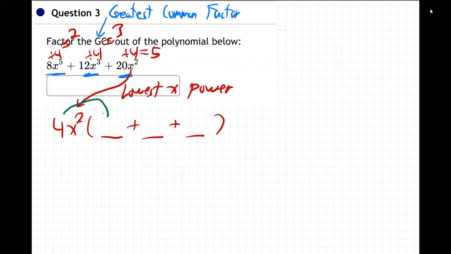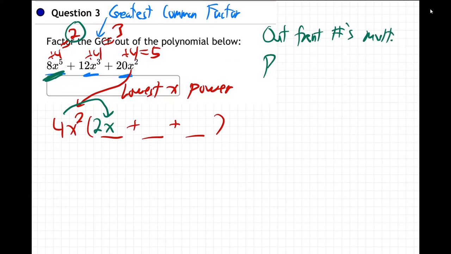Just go, okay, 4x squared times what will go back to become 8x to the 5th. Well, you know the number right up here, it's going to be the 2. That's why we did the divide. So 4 times 2 is 8. And now what power on x do we need? Remember how we just finished a section on multiplication. Remember how multiplication works? Out front numbers multiply, powers add. Let me write that. Out front numbers multiply, powers add. Remember? So x squared and x cubed will add to go back to be x to the 5th.